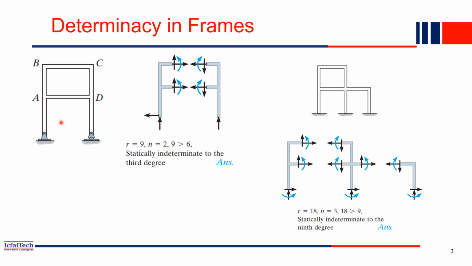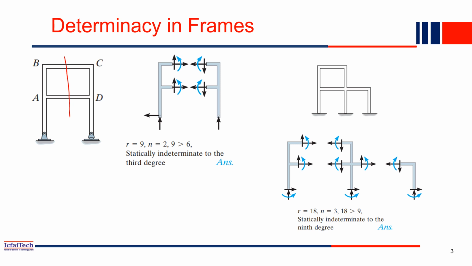One simple procedure is to make a section. For example, this is the entire frame ABCD. We'll make a section here at the center and divide it into two parts. As we discussed in the previous process, when you make a section, you are exposing the internal forces. So here we have taken a cut, and when you make a cut, you are exposing the internal force.